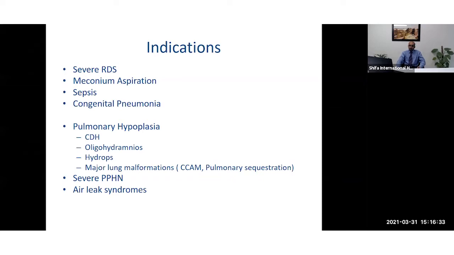So the examples are congenital diaphragmatic hernia, especially the severe ones, mothers with a history of quite severe oligohydramnios due to whatever reason, babies with hydrops fetalis, and fetuses with congenital malformations like CCAM or pulmonary sequestration. So all these conditions, there will be an element of pulmonary hyperplasia. And if the pulmonary hyperplasia is very severe, usually the high frequency ventilation is required. Severe PPHN due to whatever underlying reason and air leak syndromes are the other indications for use of high frequency ventilation.